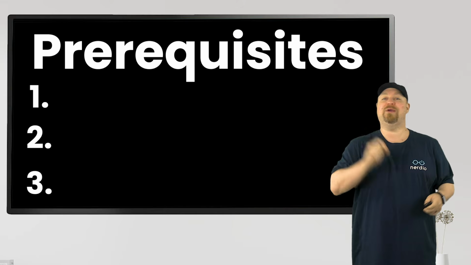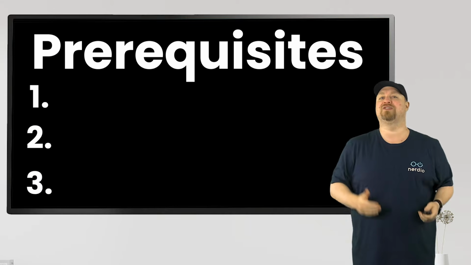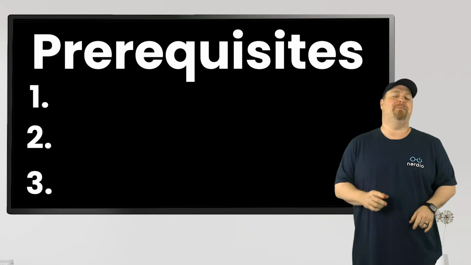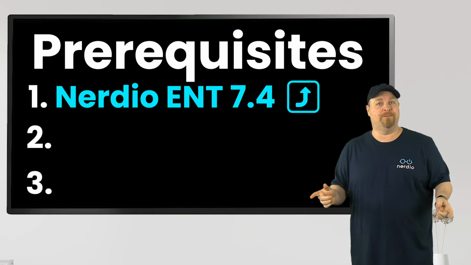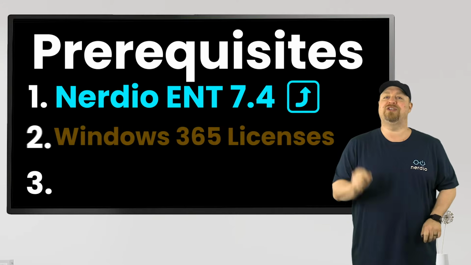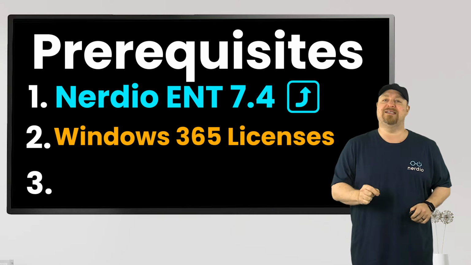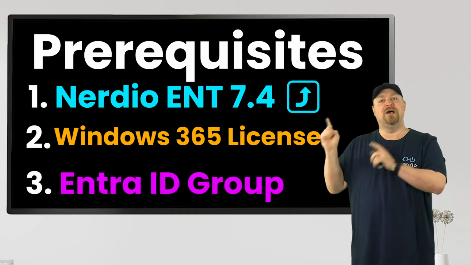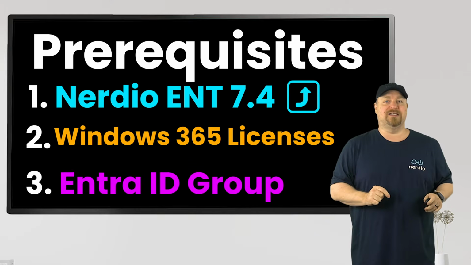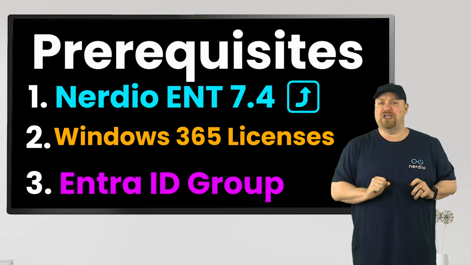Now there's only 3 easy prerequisites to make this work. You'll need to be on Nerdio Manager for Enterprise version 7.4 or newer. You also need to have purchased your Windows 365 licenses for your cloud PCs, and you need to create a group so that you can assign those licenses. And don't assign them just yet.